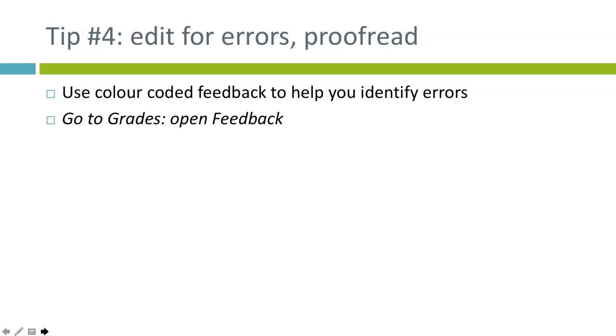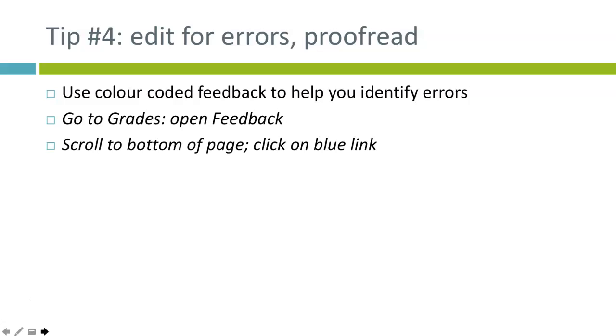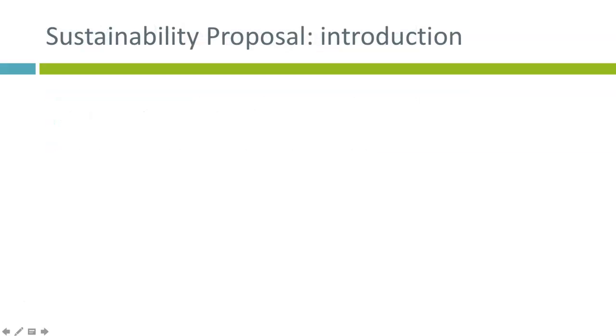And what you need to do to see the highlighting on your assignment is in Desire to Learn, go to Grades, open the feedback for that assignment, scroll down to the bottom of the page, click on the blue link at the bottom, and that will show you your text of your assignment with the colored highlighting.